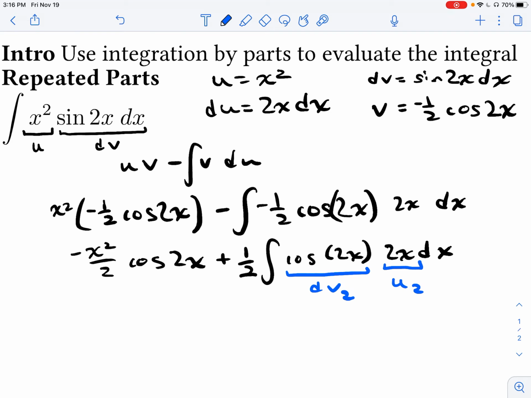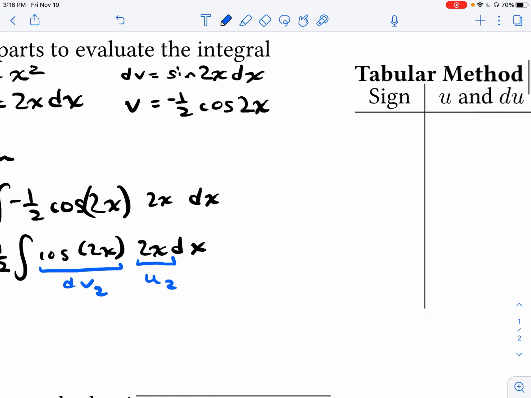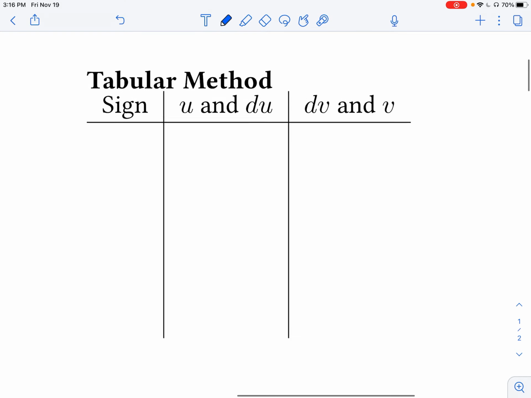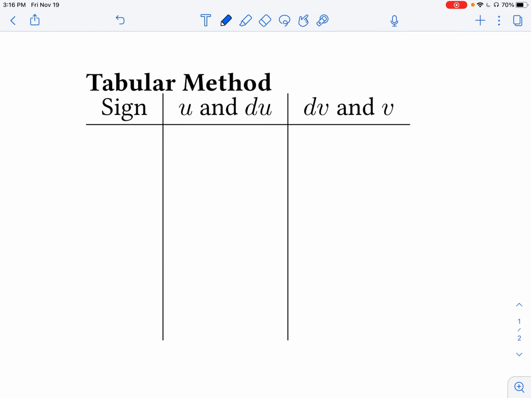Fortunately for us, there is a method called the tabular method that helps really organize this process. The tabular method starts by setting up a table, hence the name. So let me go through how the tabular method works. In the first column, we are going to write alternating signs, and I'll talk a little bit about why these are alternating in just a bit.